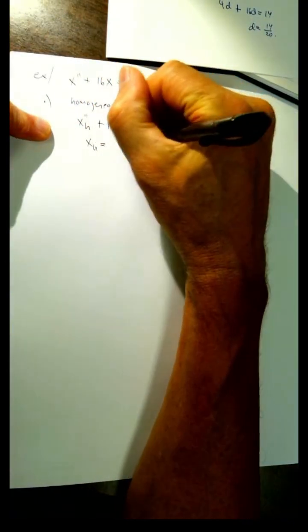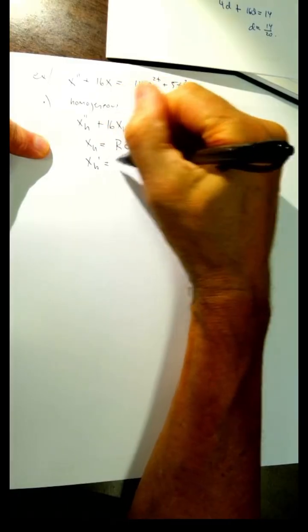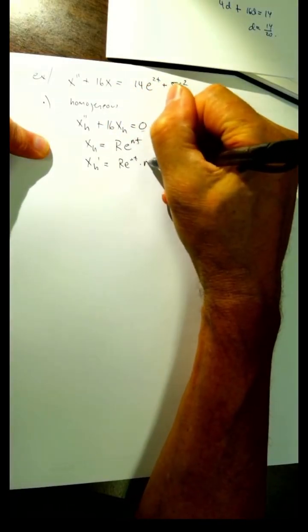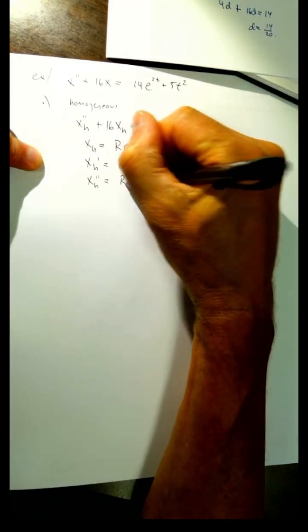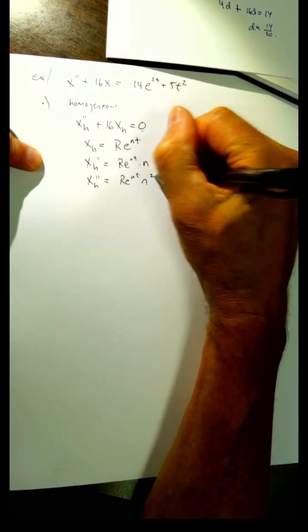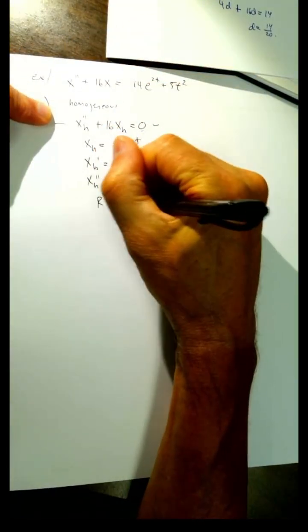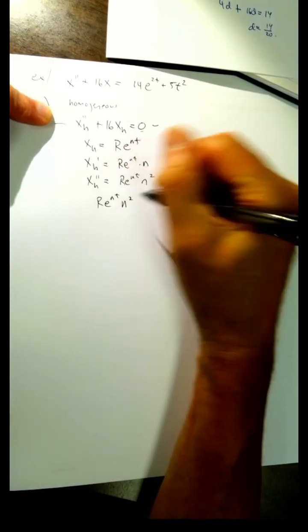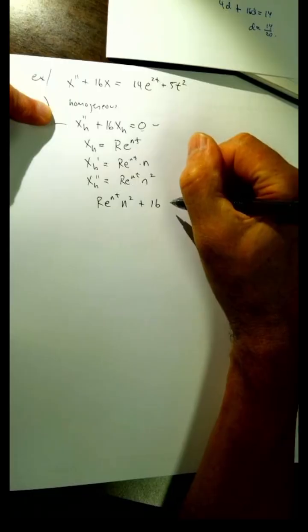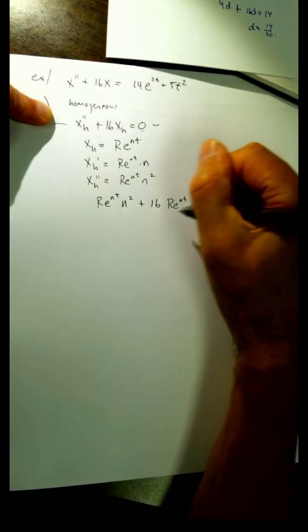I'm just going to blindly try an exponential function, and if it works, it works. I'm going to plug it in, so I need to take two derivatives. So I get r e to the nt times n for the first derivative, and for the second derivative, I get r e to the nt times n squared. I plug it into my homogeneous equation. So the second derivative is r e to the nt times n squared plus 16 times the function. So I get 16 r e to the nt is 0.